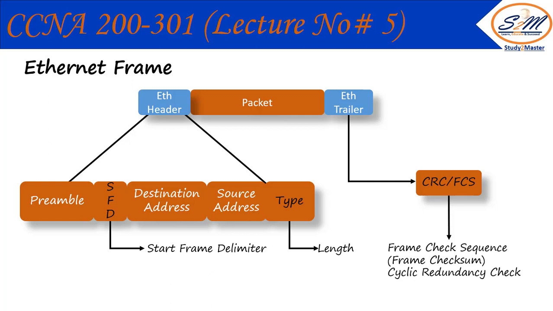What is CRC or FCS? FCS means frame check sequence, or frame checksum. CRC is the algorithm used by the FCS in order to detect errors. CRC stands for cyclic redundancy check.